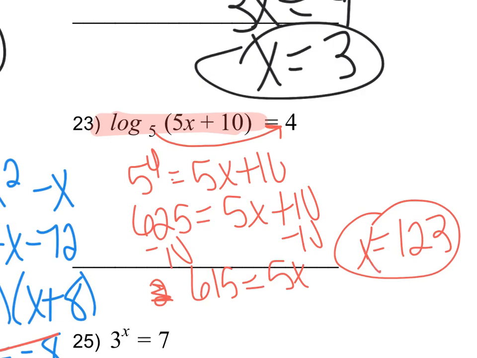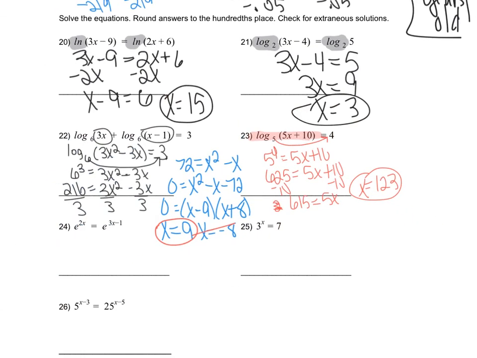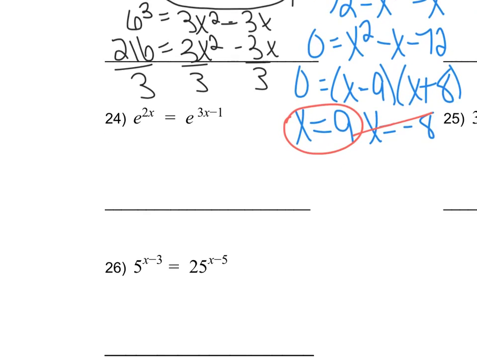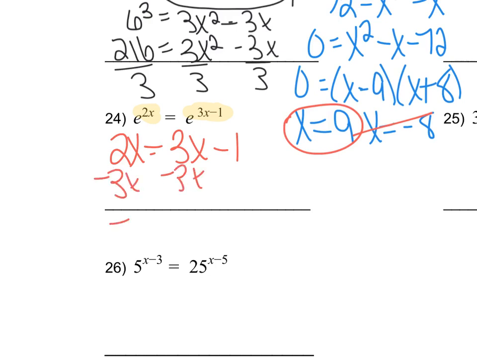Okay, let's see these last few problems down here. This question number 24, you're hopefully looking at it saying, oh, I know how to do that. That's really easy. My bases are the same, so I can just set my exponents equal to each other. So I can say that 2x equals 3x minus 1. I can subtract and get my x's on the same side, and I get negative x equals negative 1, so x equals positive 1.